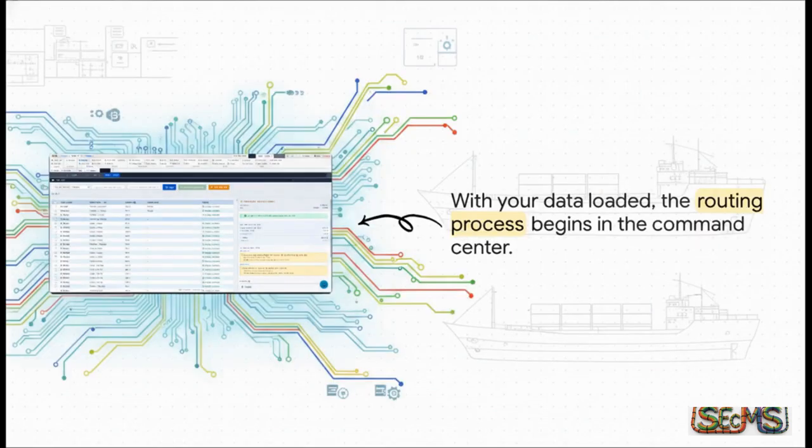Okay, so all of our data is loaded and organized. Now we get to the real heart of the system. This right here is the routing panel. It's the command center. This is where you set your parameters and then basically unleash the optimization engine on your entire project. This is where the magic really starts to happen.